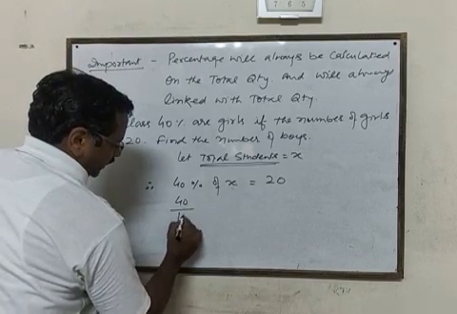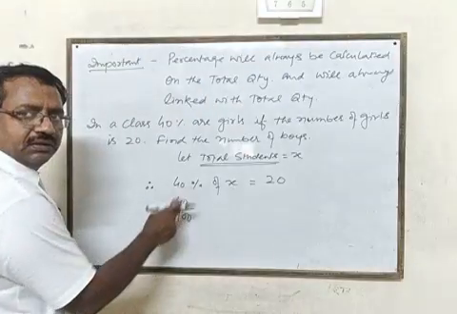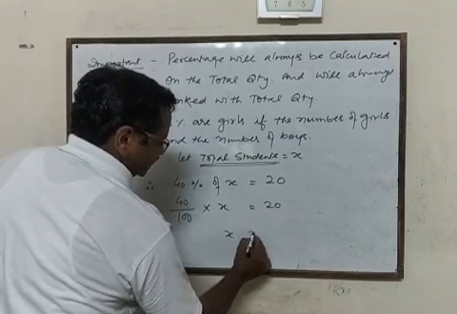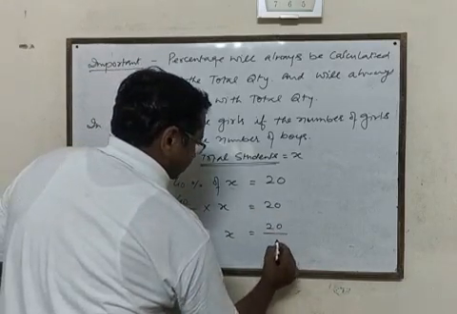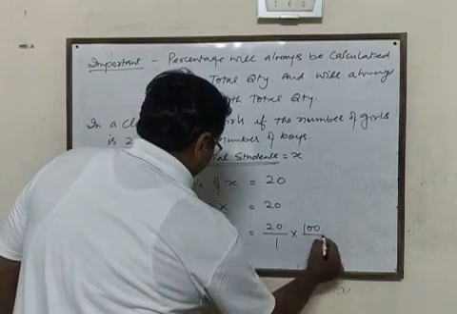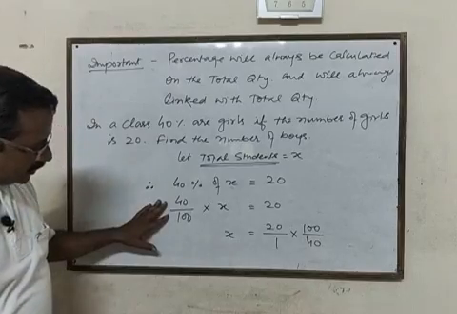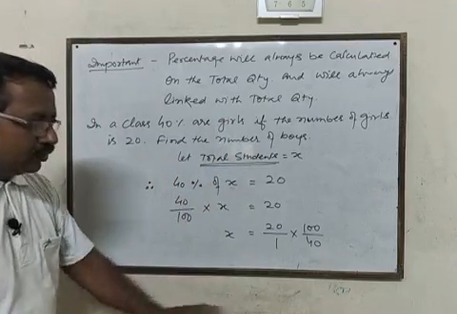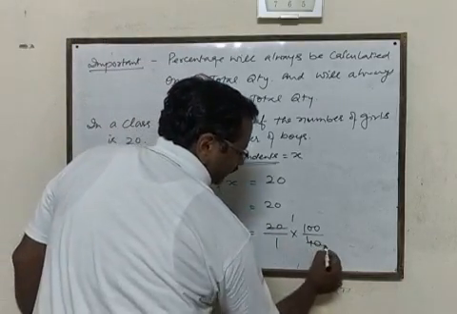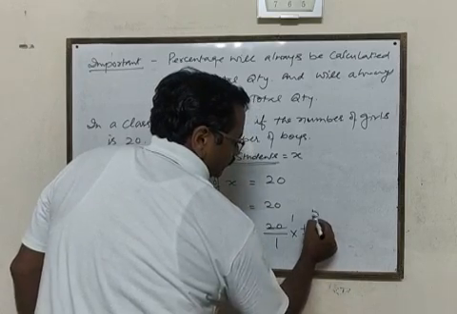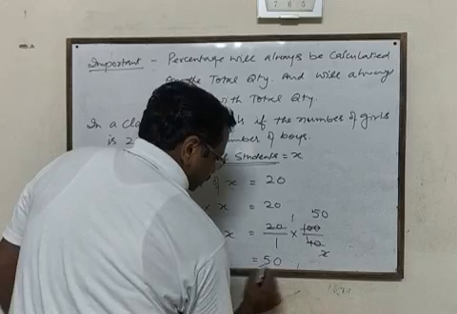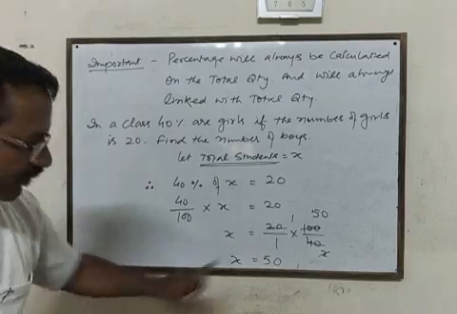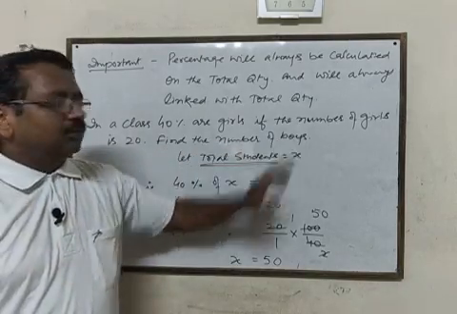So 40% of X is equal to 20. 40 upon 100, whenever you remove the percent sign, 100 will come down. Of means multiply. X is equal to 20 upon 1 multiply 100 upon 40. Remove this number from this side and shift it to that side. 100 will go up, 40 will go down, and 20 2s are 40, 2 50s are 100. So 50 students are there. Total students in the class are 50. But we need to find out the number of boys.